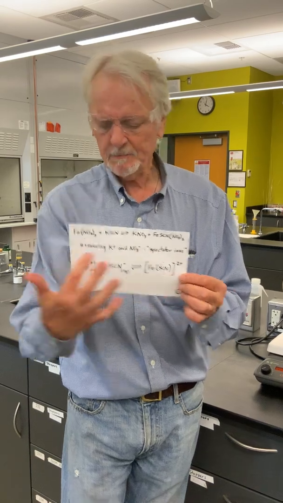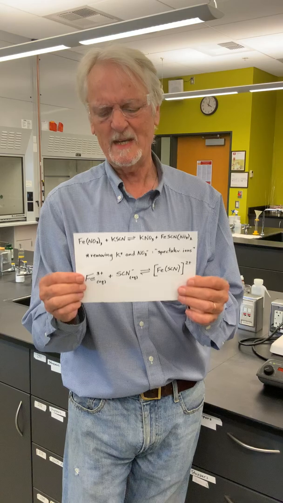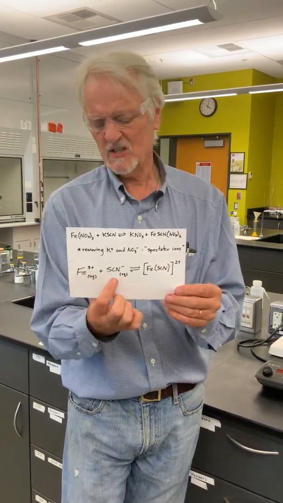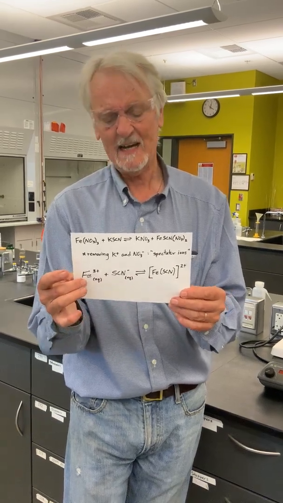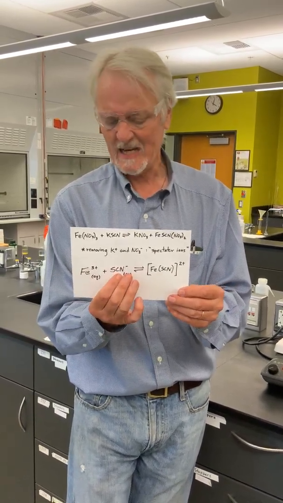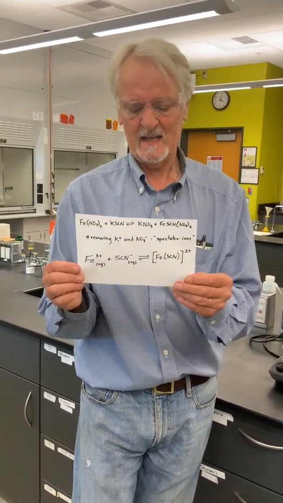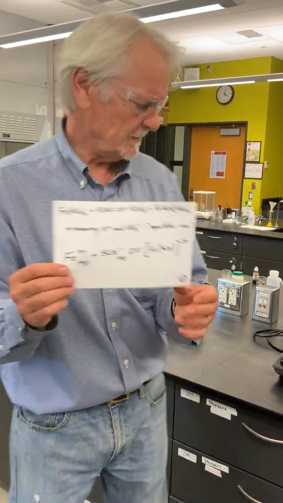Oftentimes we simplify these reactions to get rid of the species that aren't doing anything. We call those spectator ions. And I've done so here to highlight the players, as they say, the iron 3 ion in solution, the thiocyanate ion in solution, and this complex ion, iron thiocyanate, with a charge. And that's what we're going to be monitoring.